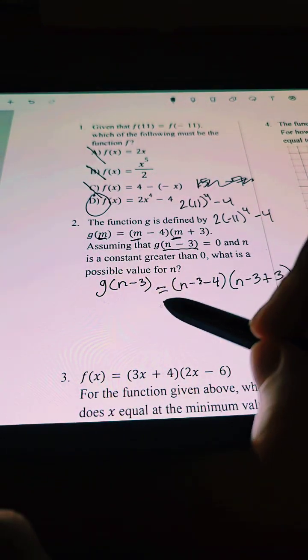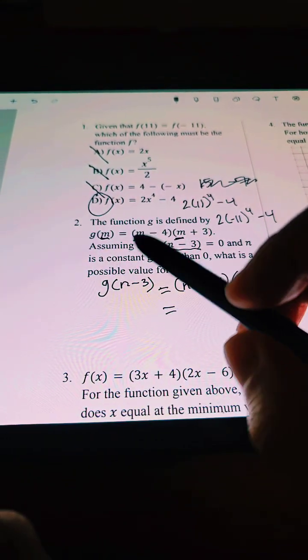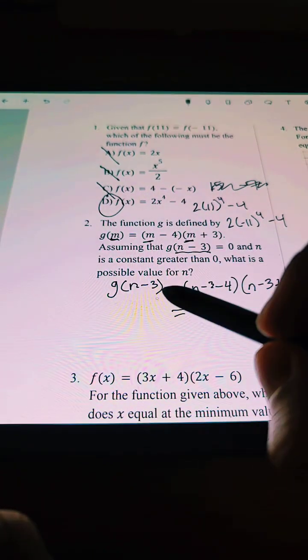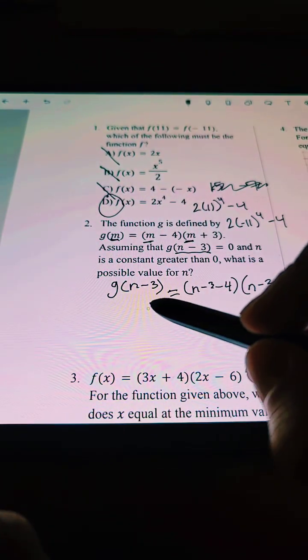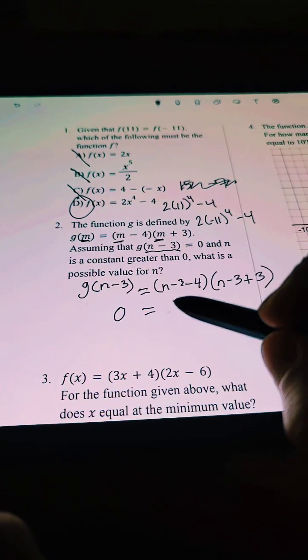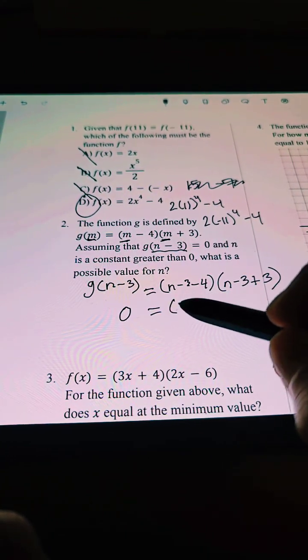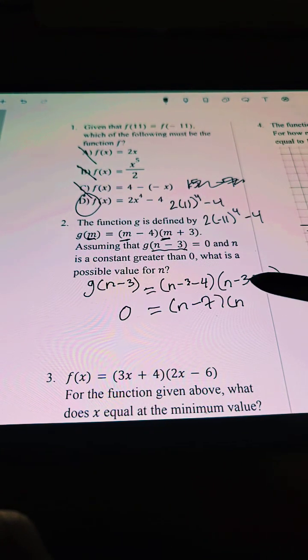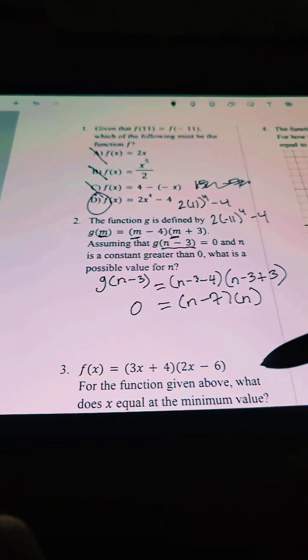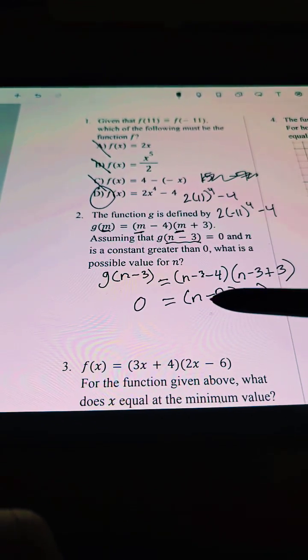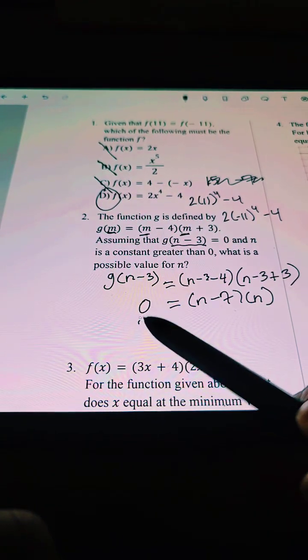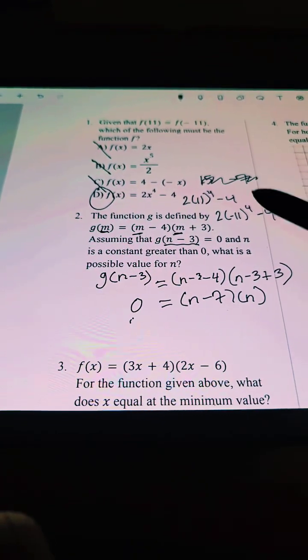So then now, what I was going to say before, and you could skip to this step if you want, is instead of g of n minus 3, I'm just going to put a 0 because I know it has to equal 0. And then I'm going to simplify these, so I'm going to have n minus 7 times n, and then minus 3 plus 3 just cancels out, so we just have n right there. So each of these factors, when they equal 0, can get you that result of 0 after you multiply.